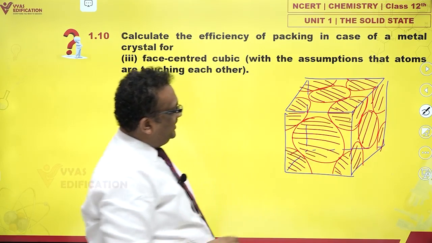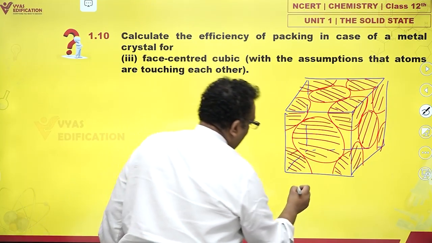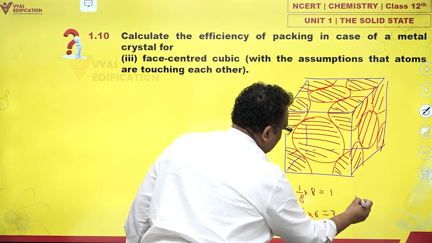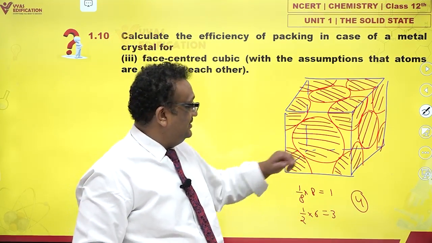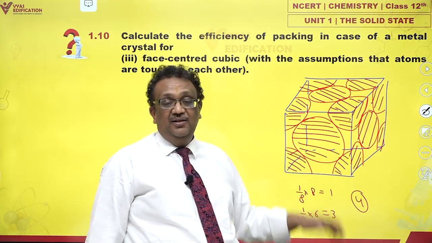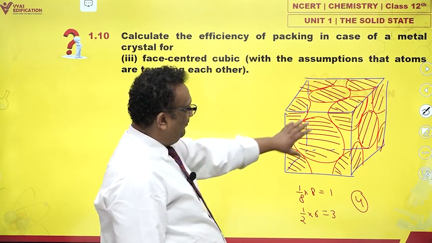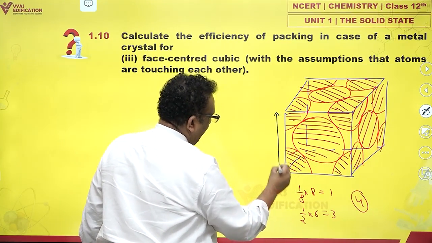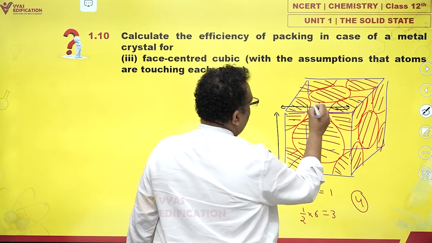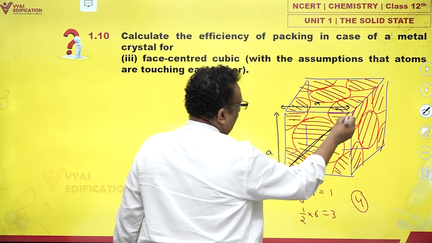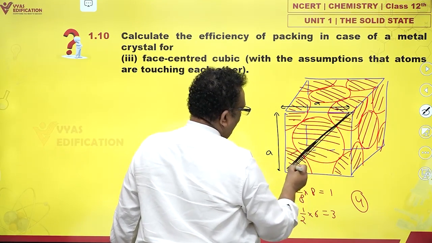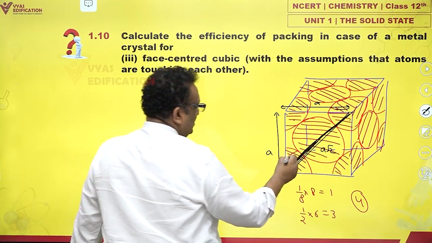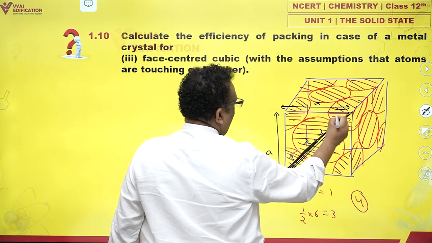Now, there are 8 corner atoms, and at each corner you get 1/8, and there are 6 faces, half each. The total occupancy is 4. That means there are 4 spheres within this FCC structure. And if I look at just this face, I could discover a few things. This side is A. So this fat, thick diagonal should be A root 2, right? And if you care to see, this is radius R, R, R, and R.